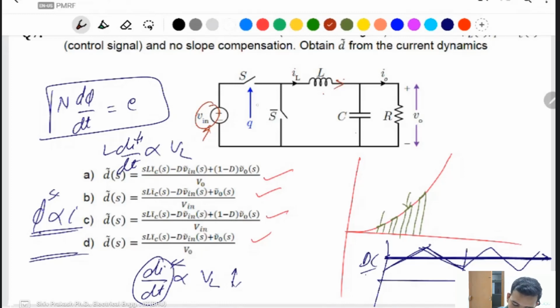Then what perturbation occurs here? IL has some average current and some perturbation, the ripple. Same as the capacitor voltage VC, some average capacitor voltage plus some perturbation. Duty ratio also has a constant duty ratio, and changes in the duty ratio to control the output voltage.